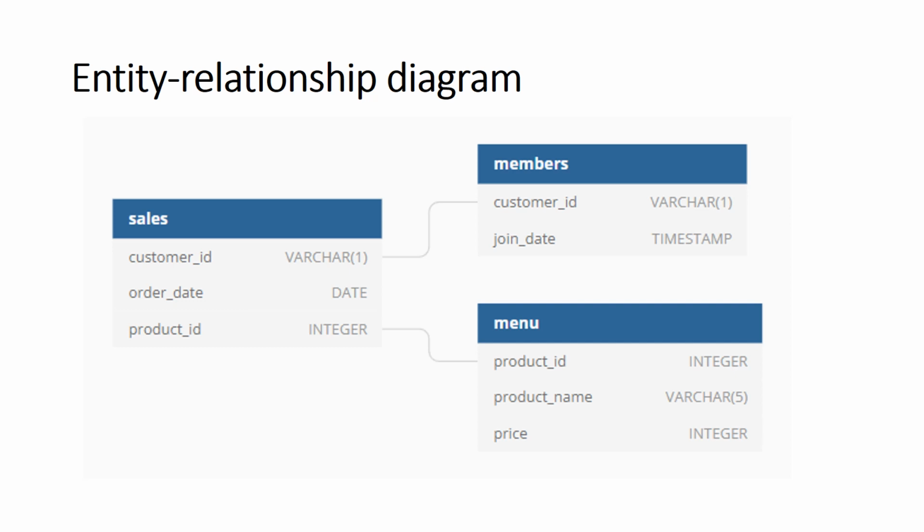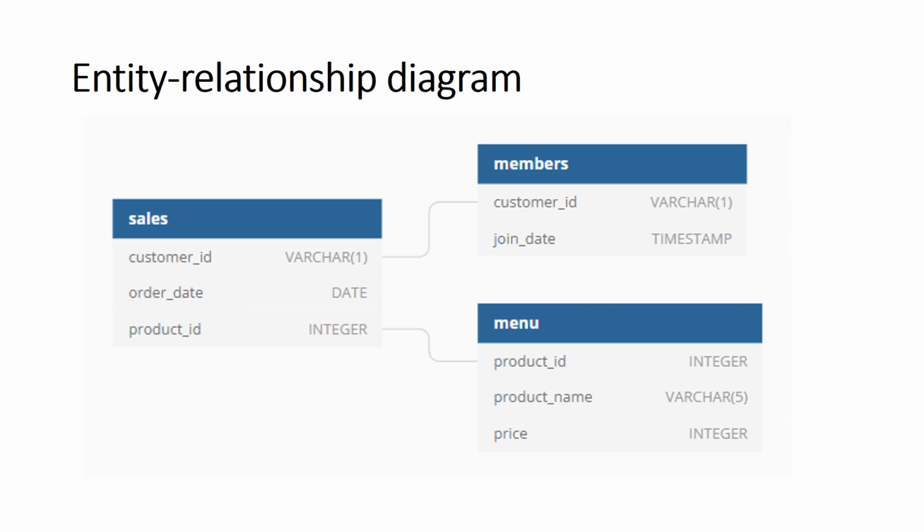So let's start with the question now. This is one diagram that is given, an entity relationship diagram. You all know about entity relationship diagrams, so I'm not going to explain it now. Here, three tables are given. One is sales, another is members, and next one is menu.